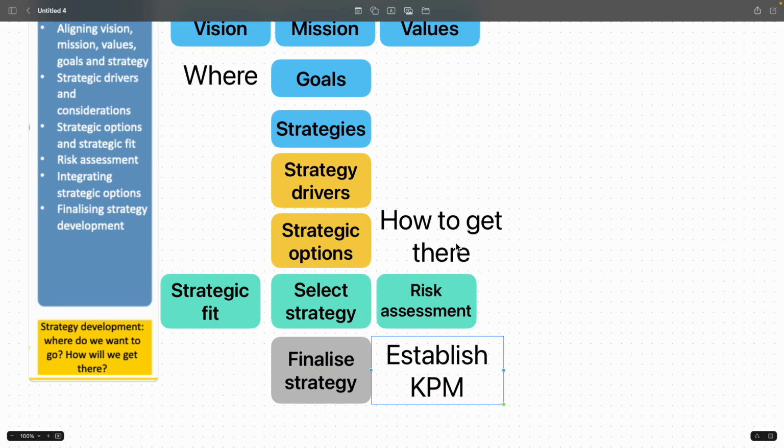Establish KPM falls down there, got it? So establish key performance measures to make sure that you are actually achieving your strategy.